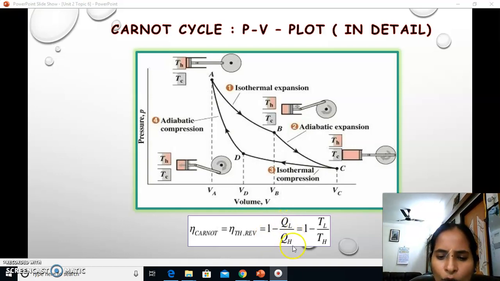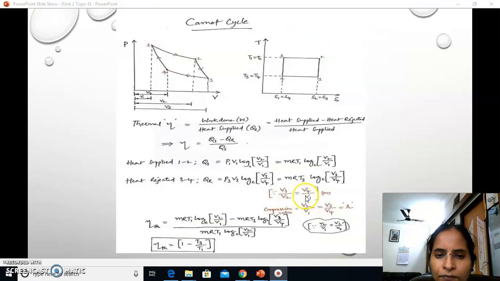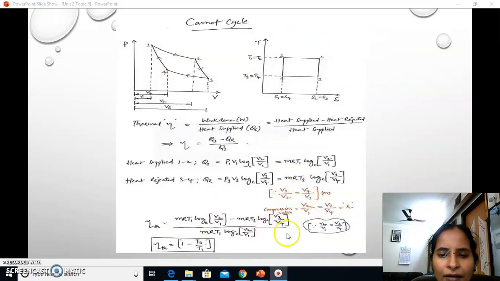1 minus QL by QH is equal to 1 minus TL by TH. Why Q is represented as temperature here is because it is a reversible cycle. That is, the ratio of the heat for a constant temperature source and sink can be expressed in terms of temperatures. And this is the derivation for the Carnot cycle efficiency.